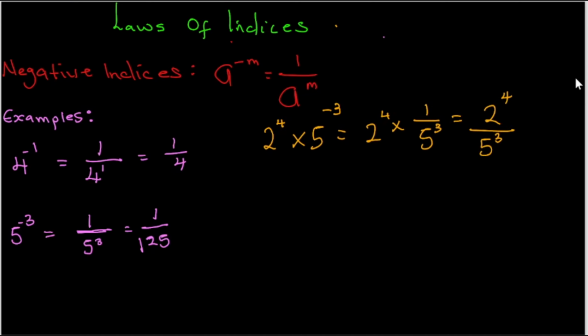So this is simply saying that when you have a number raised to a negative power, that negative becomes a fraction. It will become 1 over that number to the power without the negative now. So that's how you work it. Now let's look at the next law of indices.